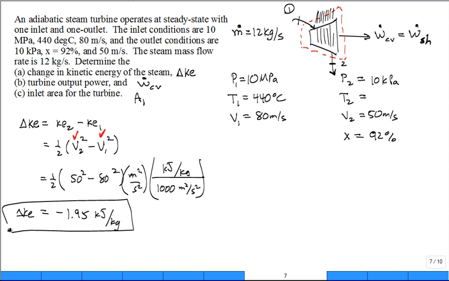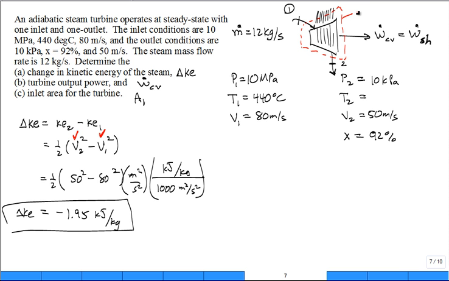After you solve a number of these problems, what you start to notice is unless there's a huge change in the speed, the change in kinetic energy is often negligible in a lot of problems. And that's what they're trying to point out with this problem. Negative 1.95 is going to be small relative to other numbers. What about the turbine output power? How do I solve that?